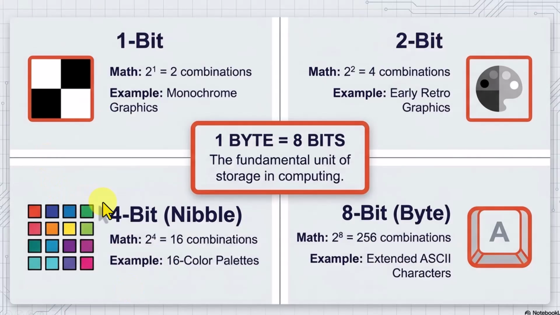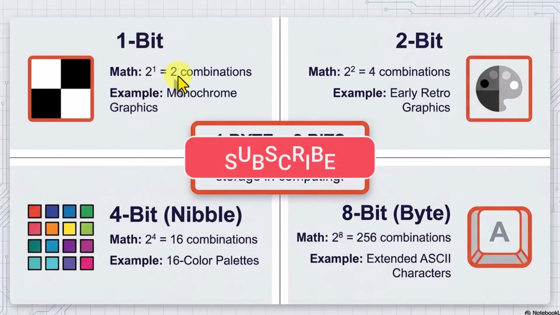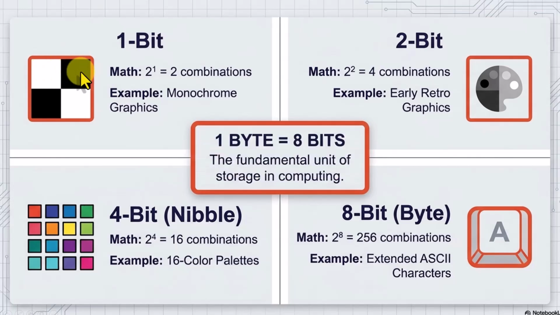See, we have 1 bit. So for 1 bit, 2 to the power of 1, 2 combinations. Okay, where can we use it? For monochrome graphics, only black and white. So 1 is, for example, white and 0 is black. We can do that. 2 bits, so 2 to the power of 2, we will have 4 combinations. An example for that is early retro graphics. We have only four different levels of gray.